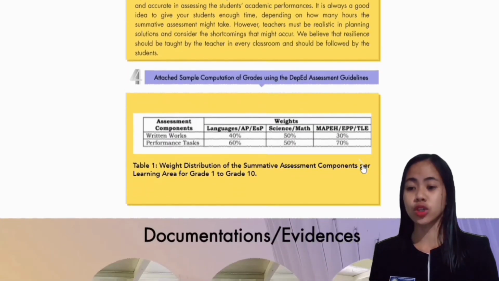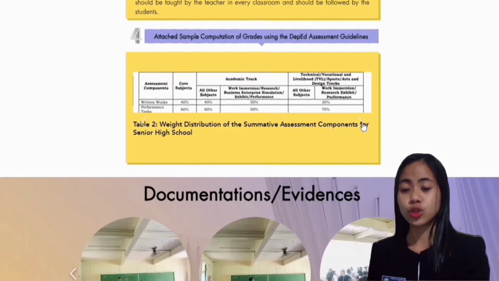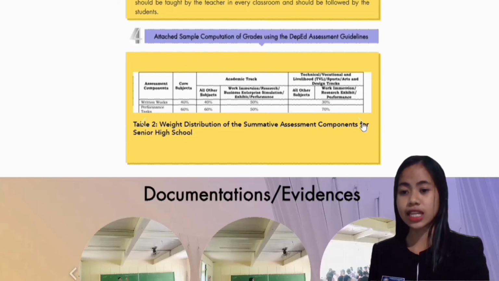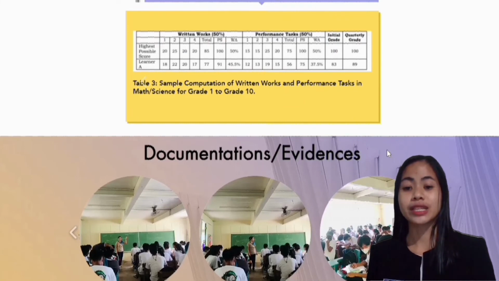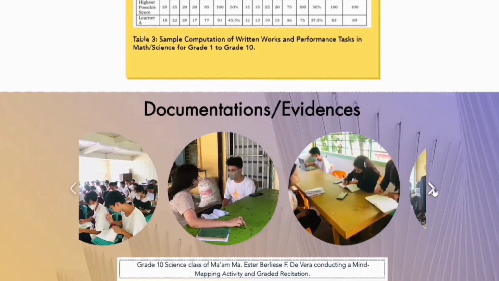Proceeding on to number 4, as you can see on table 1, it shows the weight distribution of the summative assessment components per learning area for grade 1 to grade 10. Moving on to table 2, it shows the weight distribution of the summative assessment components for senior high school. Lastly, for table 3, it shows the sample computation of written works and performance tasks in math or science for grade 1 to 10.